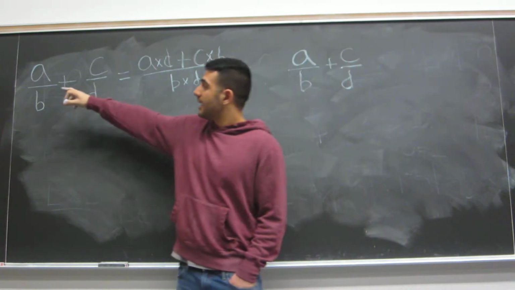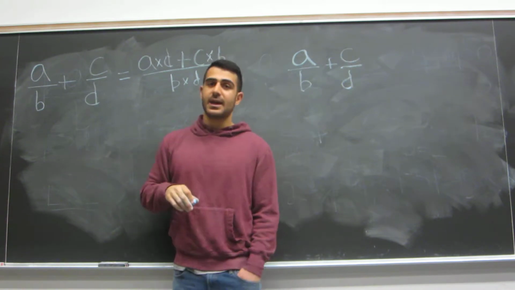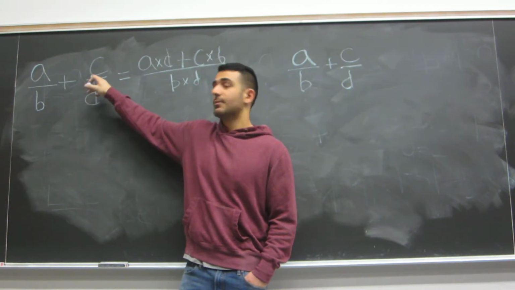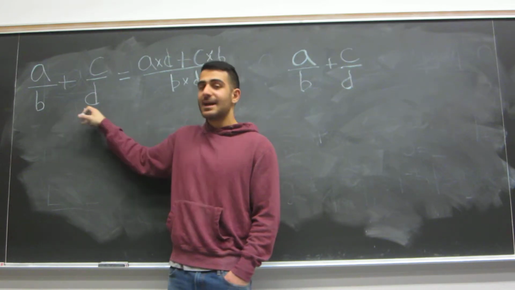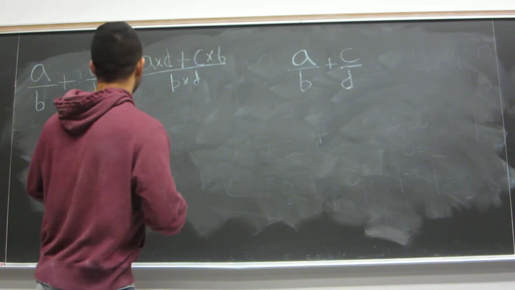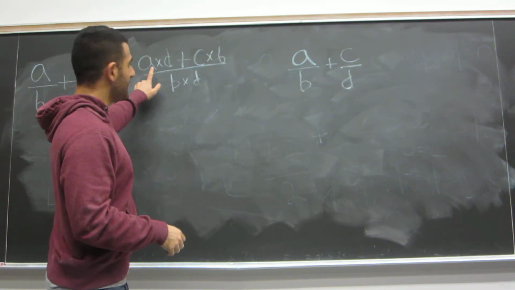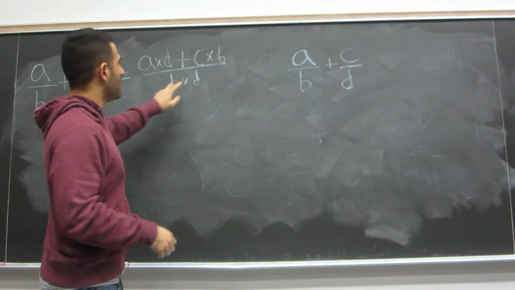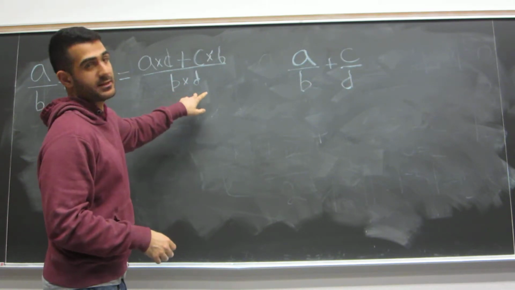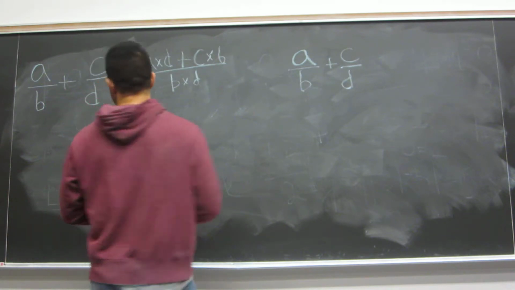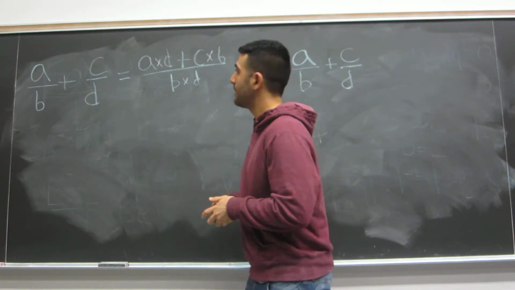It says if you have two rational numbers, a over b, that's the first one, and the second rational number, c over d. If you were to add these two rational numbers together, you would get this result. You would get a times d plus c times b over b times d. So this is how you would add two rational numbers. And let's just dissect this a little bit.